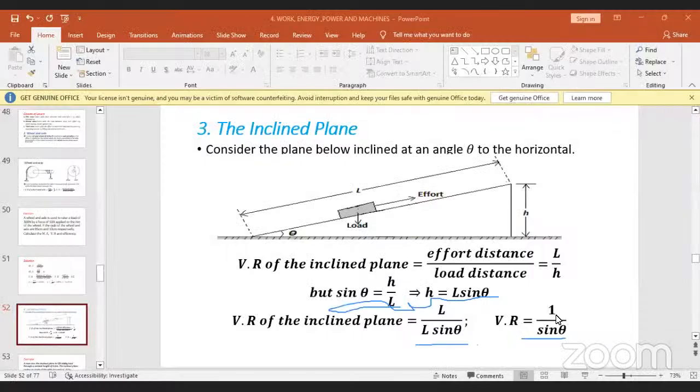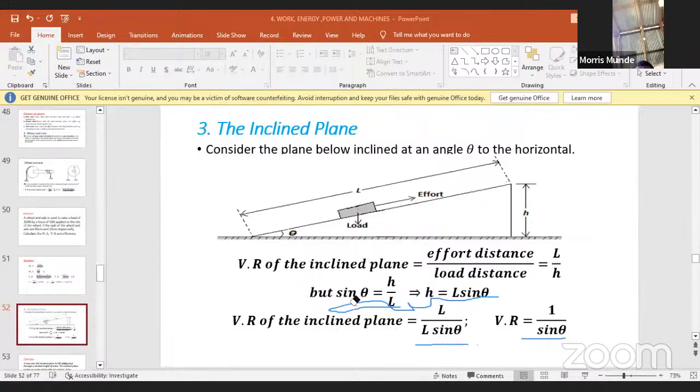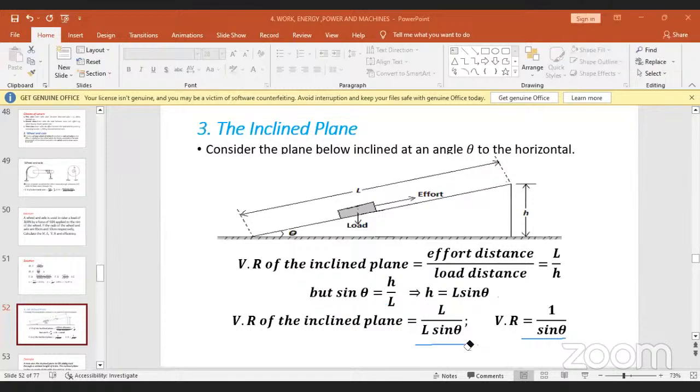Therefore, ensure that you are able to derive that equation. But I want to believe it's something that we have already covered in our classes. Therefore, we are just trying to remind ourselves and revise.